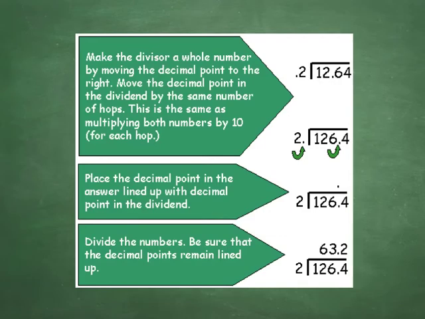Again, here are the steps listed out. Step 1, you make the divisor a whole number by moving the decimal point to the right. Move the decimal point in the dividend by the same number of hops. This is the same as multiplying both numbers by 10. Place the decimal point in the answer lined up with the decimal point in the dividend. Divide the numbers and be sure that the decimal points remain lined up.